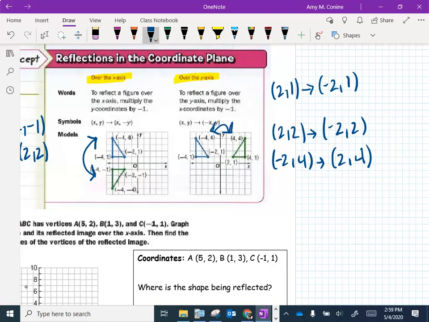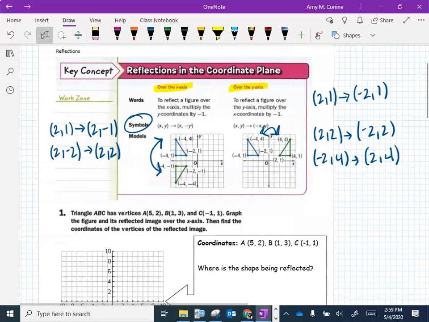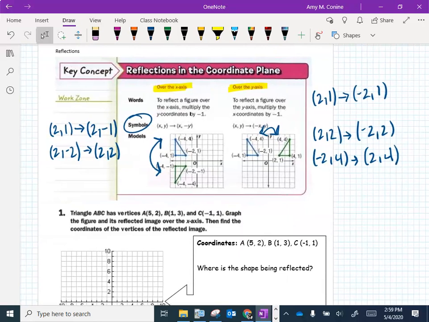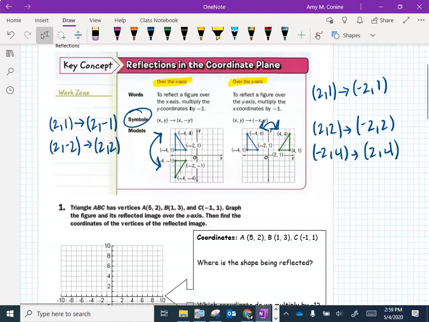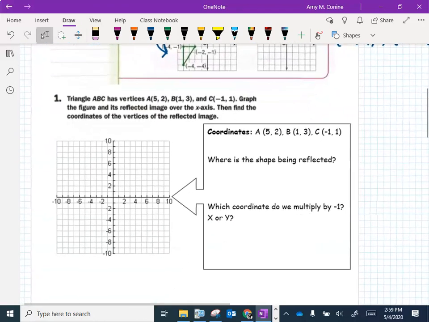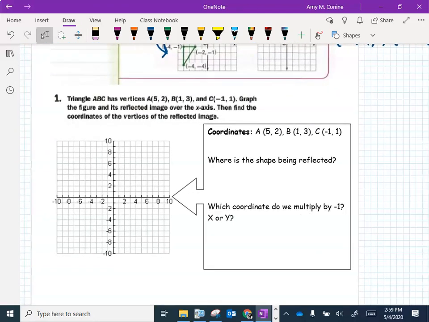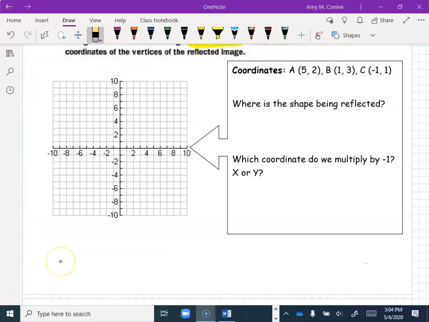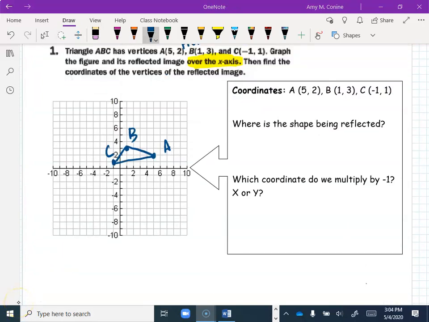Okay, and that's what this is saying right in here. So we're going to follow suit with the examples. We'll make sure you have this so you can reference, but we're going to move forward. For the first piece, we have triangle ABC with those vertices. Go ahead and draw your triangle. Once you've drawn your triangle, it says that it's reflected over your x-axis. Then we're going to find the coordinates of the vertices of the reflected image.